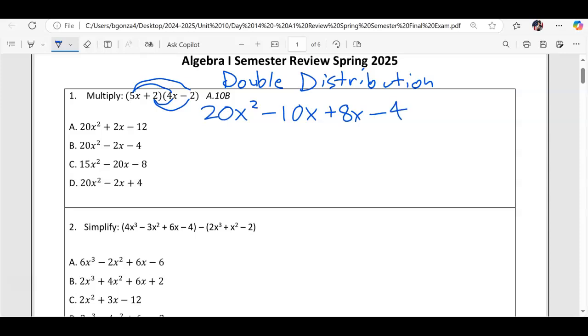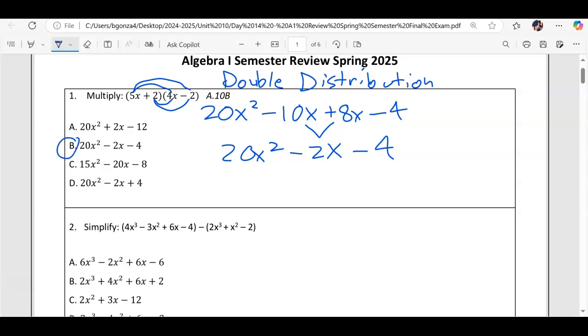Now this doesn't match any answer choice because we need one more step. My x terms, my like terms, I must combine. Negative 10 plus 8 is negative 2. Okay, if you're not sure about that, you got to use Desmos, use your calculator. Okay, 20x squared minus 2x minus 4. Okay, and the answer is going to be B.